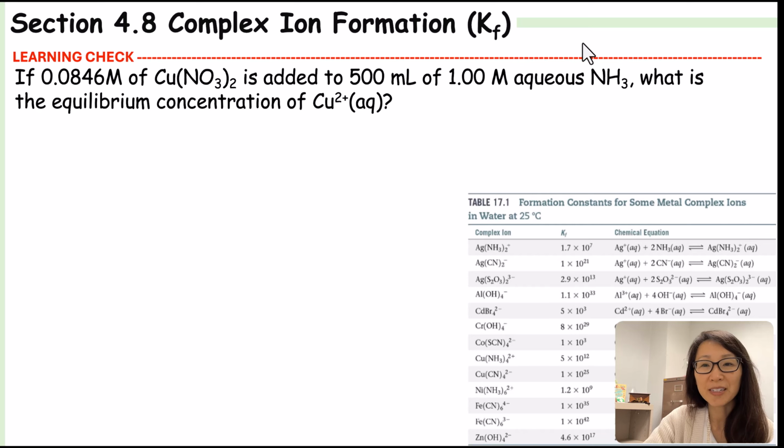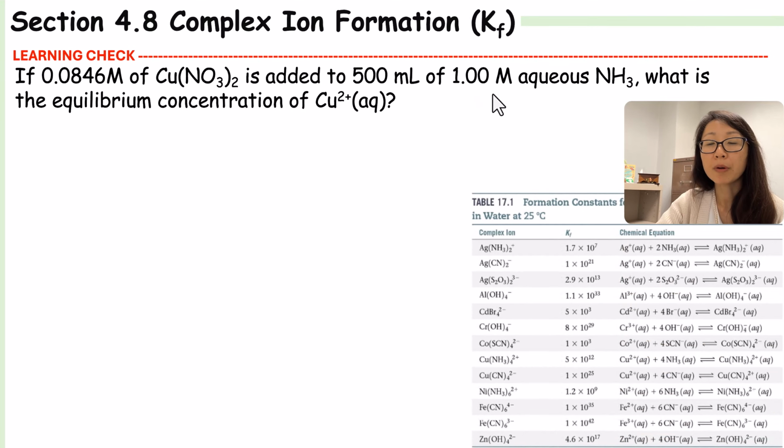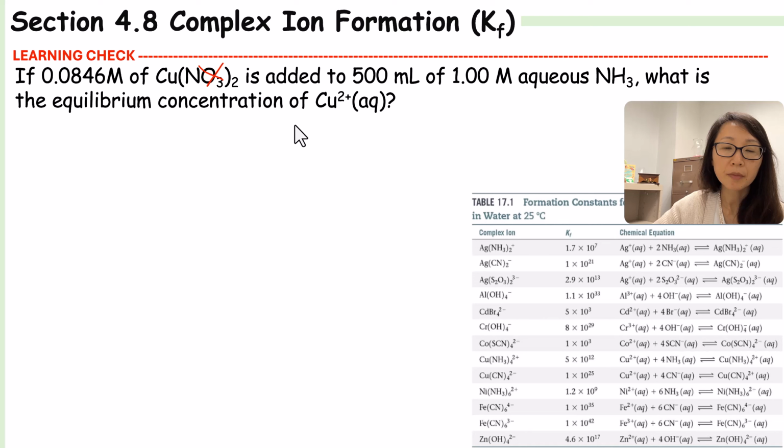Let's do another learning check. If 0.0846 molarity of copper nitrate is added to 500 milliliters of 1.0 molarity aqueous ammonia, what is the equilibrium concentration of copper ion? So same thing, we're going to go ahead and take out the spectator ion and add copper plus ammonia. I'm going to find this on this chart, and I see it right here.